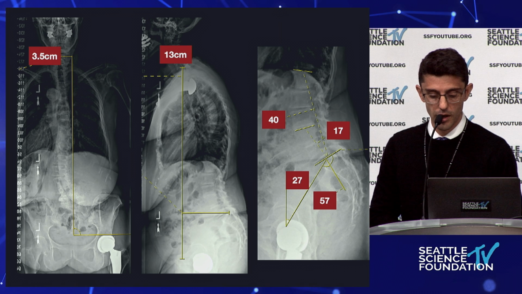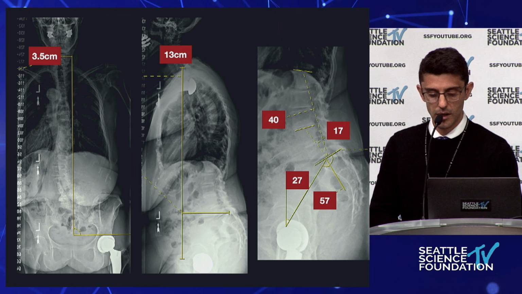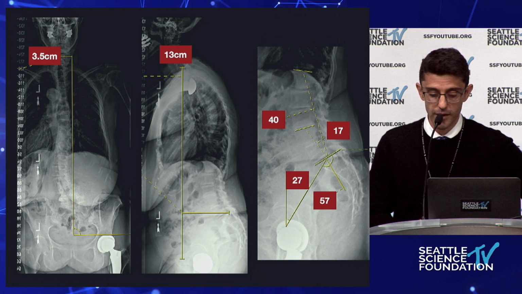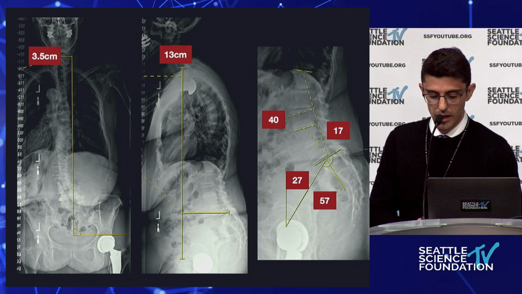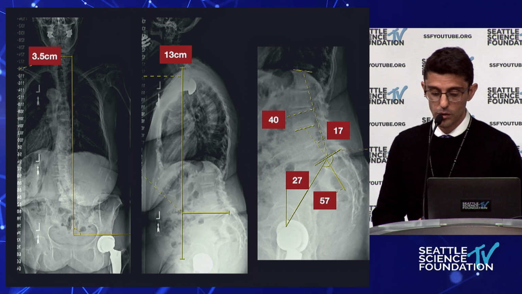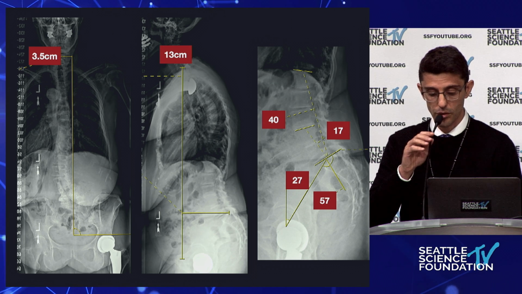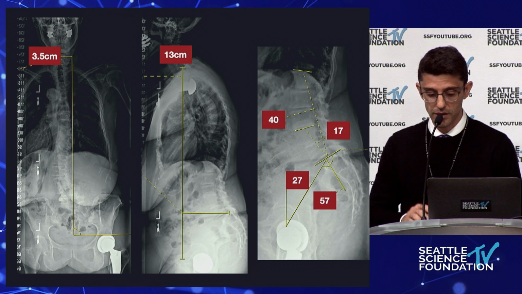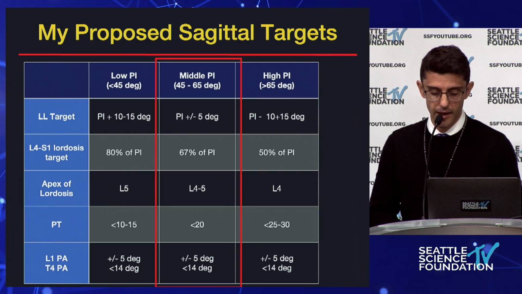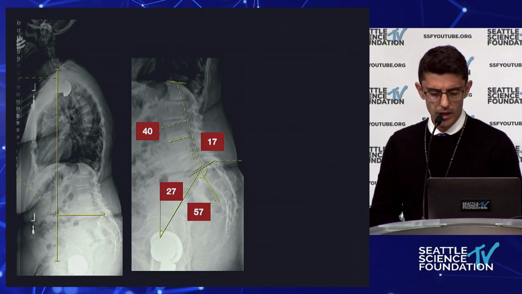And if we look at her lumbopelvic alignment, again, quite a bit malaligned. L4 to S1 lordosis, 17 degrees. She has a pelvic tilt of 27 degrees, and her global lordosis is also insufficient for her pelvic incidence of 50, at 40. She falls into the middle PI category, and these are my targets.